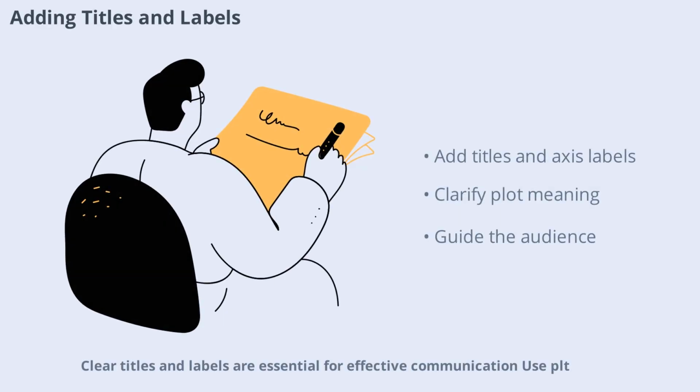Clear titles and labels are essential for effective communication. Use plt.title, plt.xlabel, and plt.ylabel to add descriptive text to your plots. Good labeling helps your audience understand what they're seeing at a glance. Let's add titles and labels to a Seaborn plot for clarity.